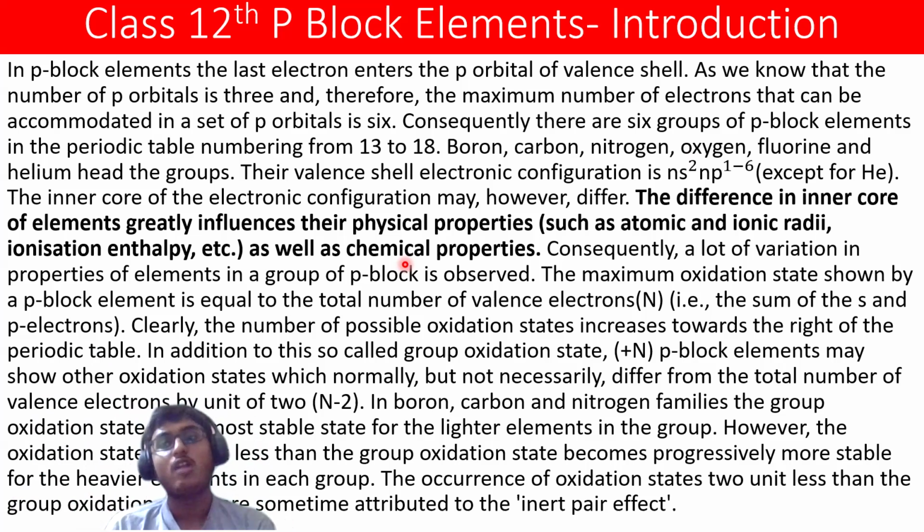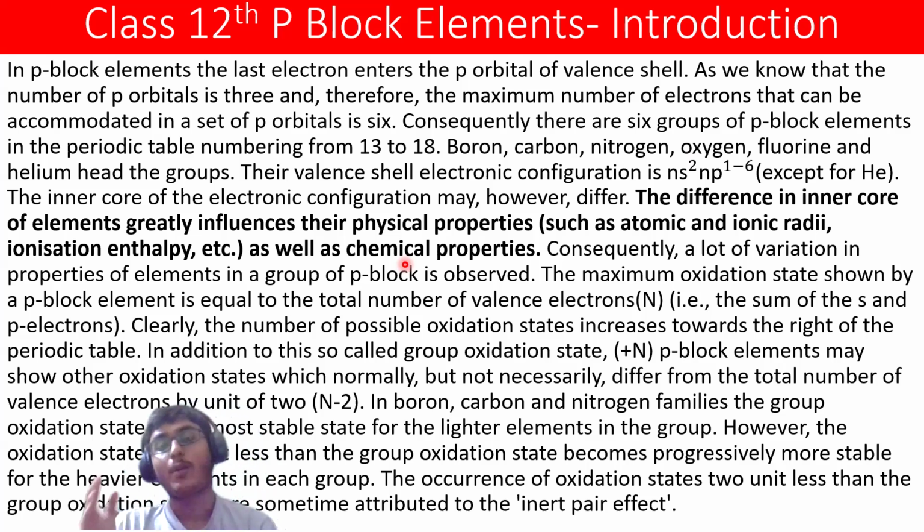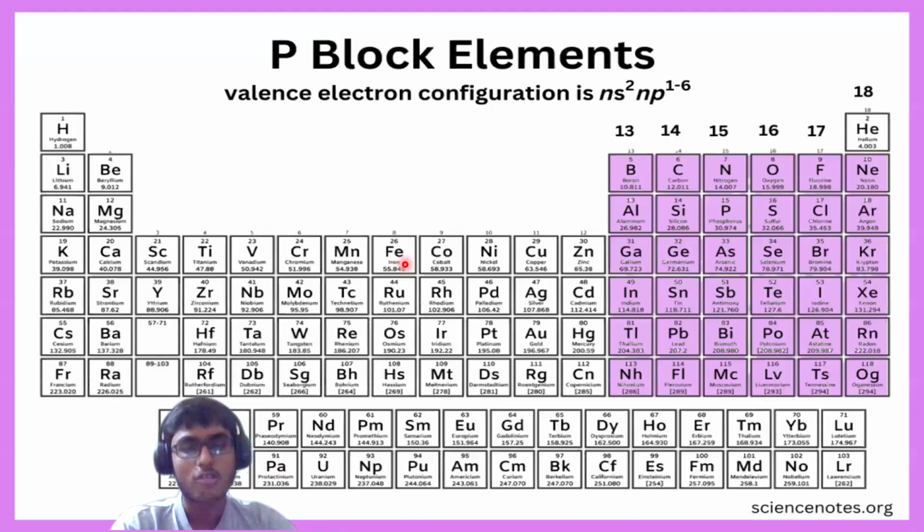The occurrence of oxidation states 2 units less than the group oxidation states is sometimes attributed to the inner pair effect. We can see this in illustration number 2, which is in the upcoming slide. I will tell you what you mean by the inner pair effect and what you understand by the inner pair effect. So, moving to the next slide.